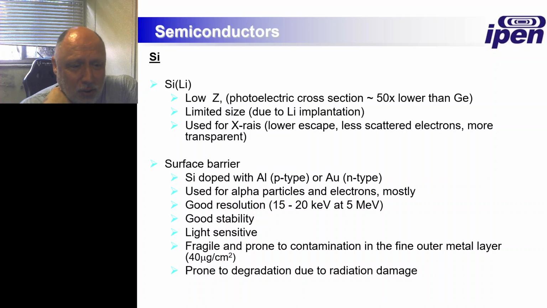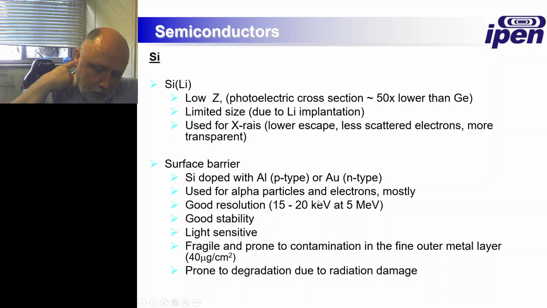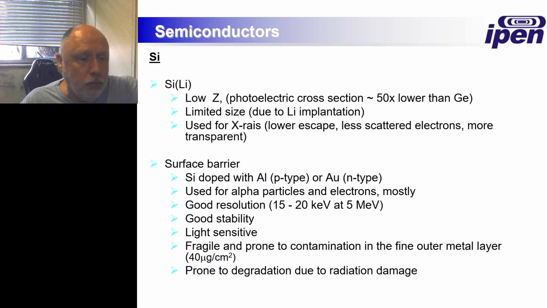It has very good resolution, right? It's the best detector for alpha particle spectroscopy. If you want to see the spectrum of alpha particles, if you want to know their energies, this is it. The resolution is some 10 times worse than that of the germanium, but that has also to do with the way alpha particles interact with matter.